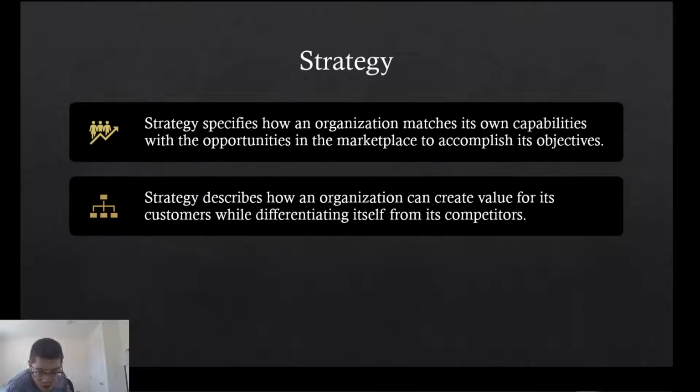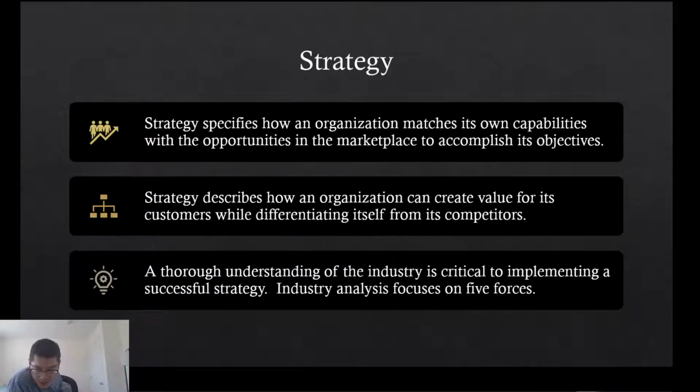Strategy describes how an organization can create value for its customers while differentiating itself from its competitors. A thorough understanding of the industry is critical to implementing a successful strategy. Industry analysis focuses on 5 forces. Basically, strategies are the operational plans of a company to achieve its performance goals. What courses of action do we need to take to gain more market share and increase customer satisfaction, with the ultimate goal of increasing profitability?